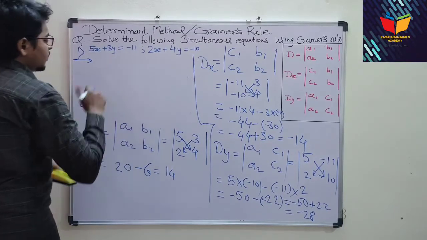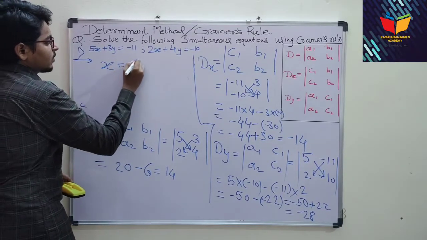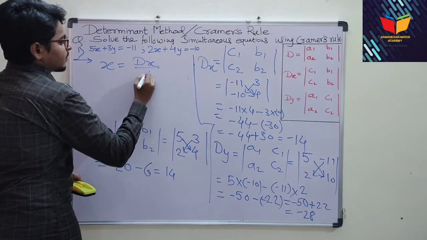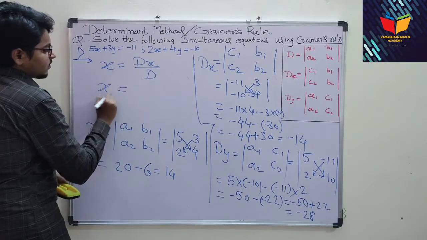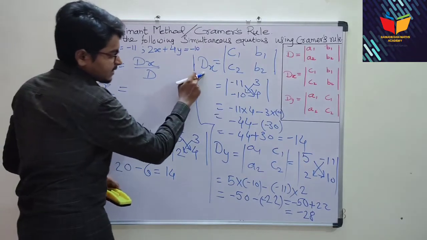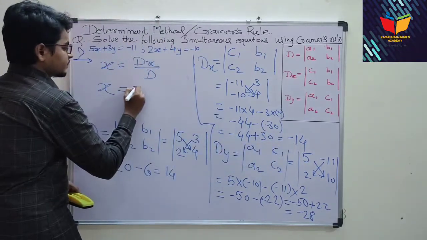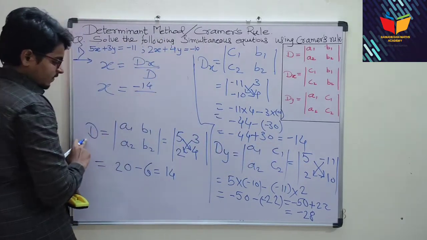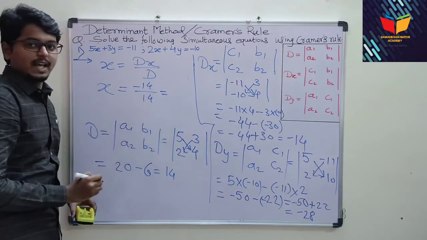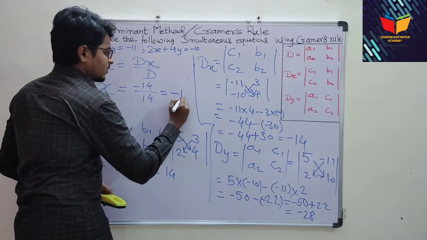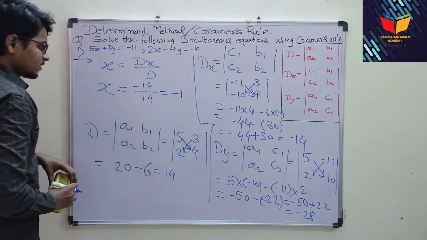Now we know the formula, x is equal to dx upon d. Therefore x is equal to, value of dx is minus 14 and value of d is plus 14. So we get the value of x as minus 1. So value of x is minus 1.